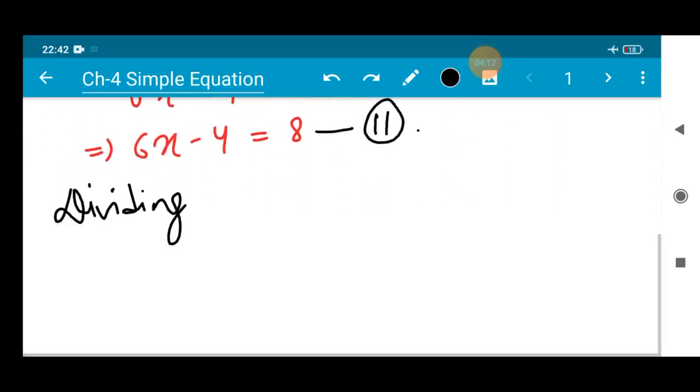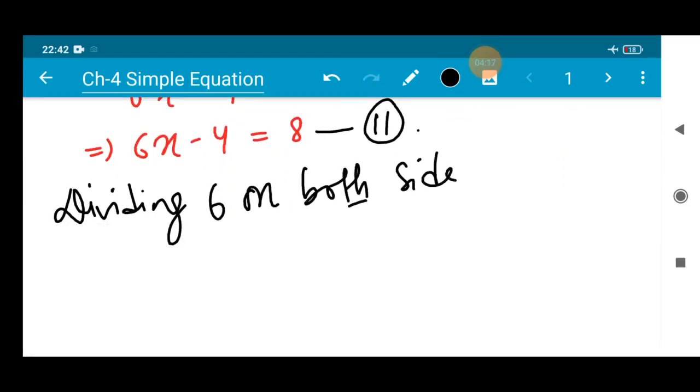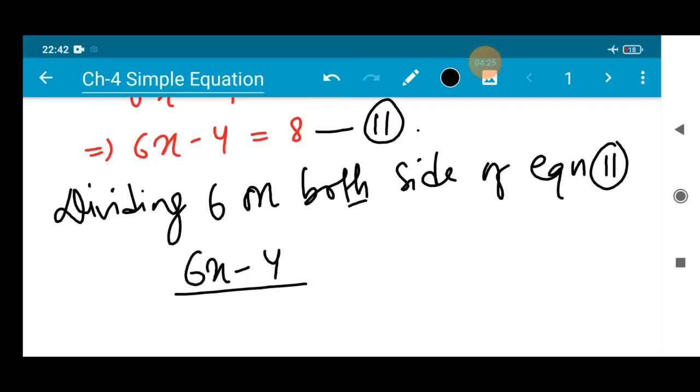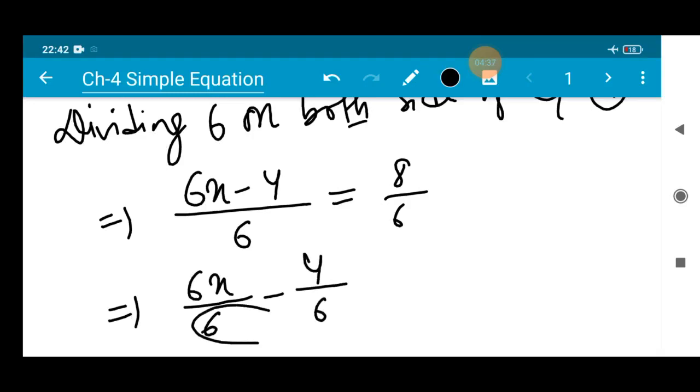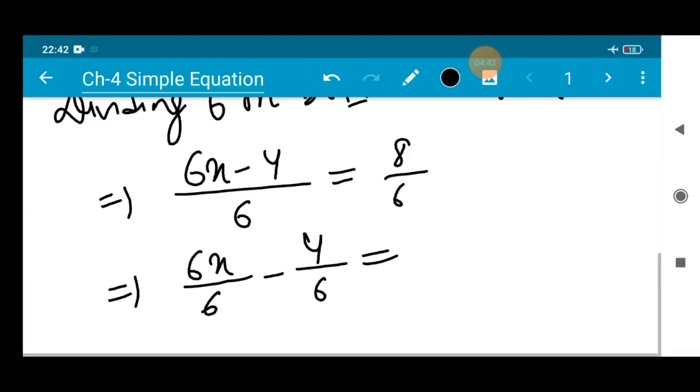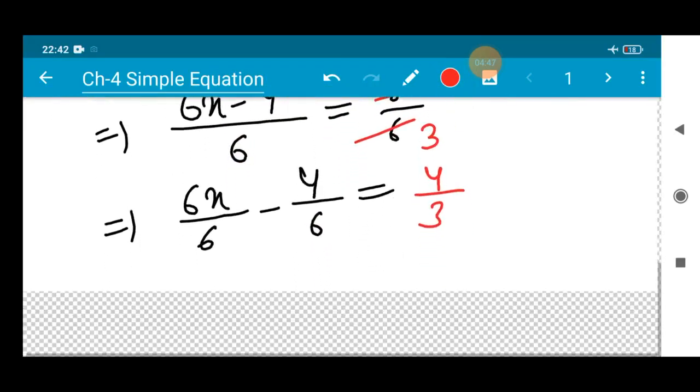Okay, so now dividing 6 on both sides. If I divide 6 on both sides of equation 2, remember, from equation 2 only we have to do it. So if I divide this by 6, it is equal to 8 divided by 6. Now if I do so, if I break this 6, I can write 6x minus 4 by 6. Yes, having the same denominator, simply 6x minus 4 can be written. So it is equal to, I can cut this part: 2 4s are 8, 2 3s are 6, so I can write it as 4 by 3, isn't it?